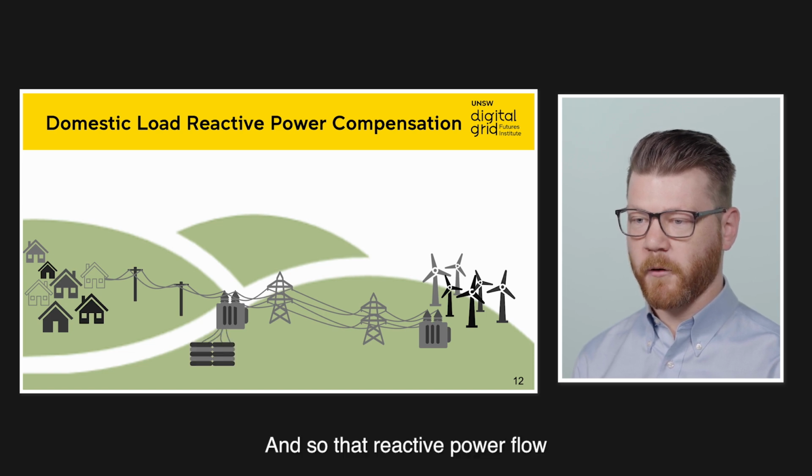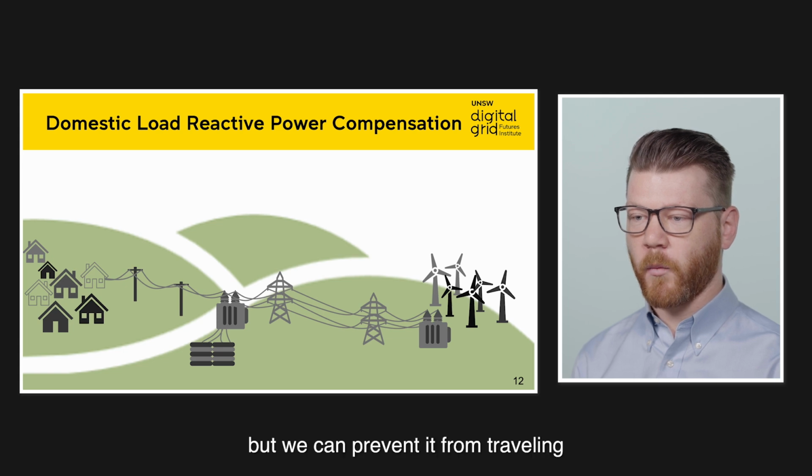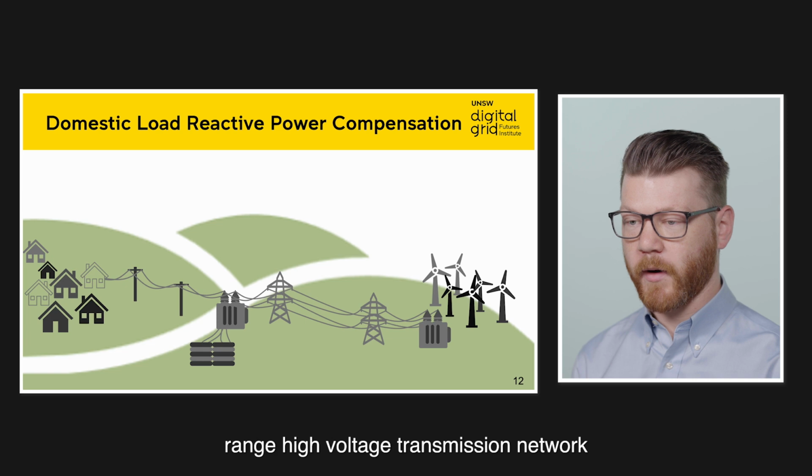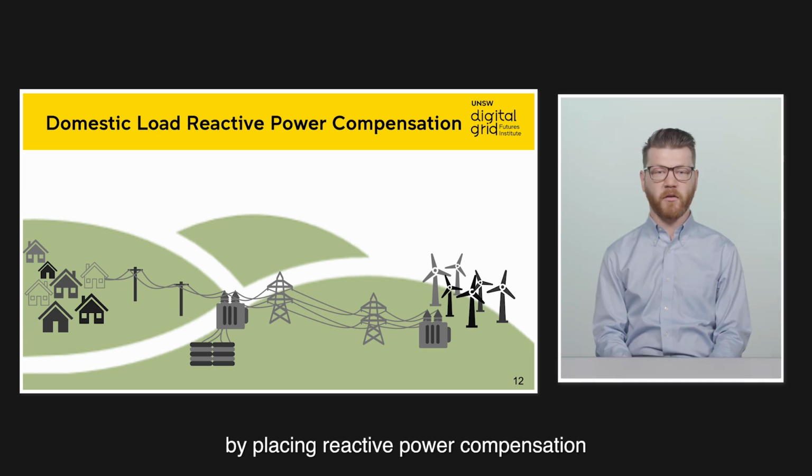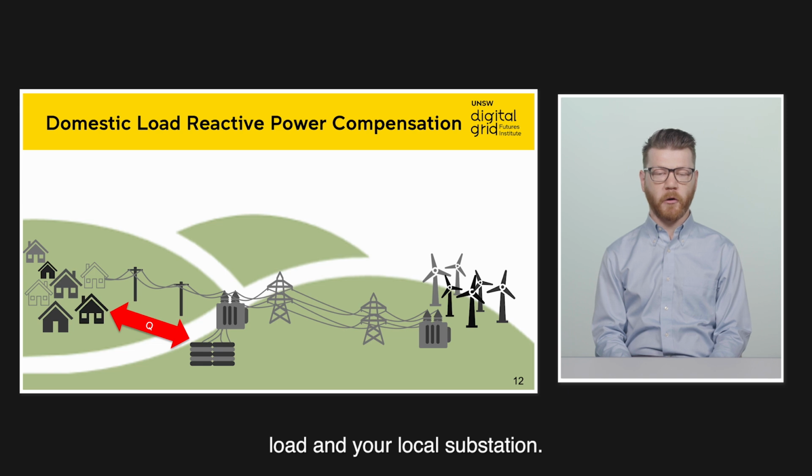And so that reactive power flow is forced to flow through that low voltage transmission network, but we can prevent it from traveling through the much larger and longer range high voltage transmission network by placing reactive power compensation at the low voltage transformer. And so our reactive power flow is now confined between the domestic load and your local substation.